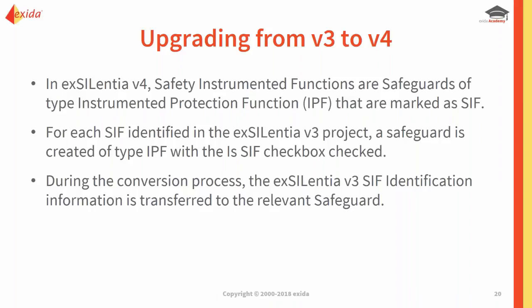So for you, when you go into the SILver tool, there's not really any difference. But if you would use that information in the PHA, for example, then you would notice that there's a difference, in that it's now available from the safeguard library. So during the conversion process, all the SIF identification information is transferred over to the relevant safeguard fields. So your SIF name, safeguard names, and so on. So all that information is maintained, but is just put in a different location.